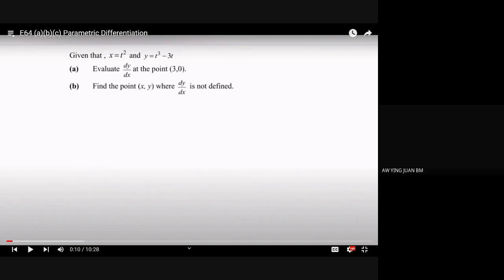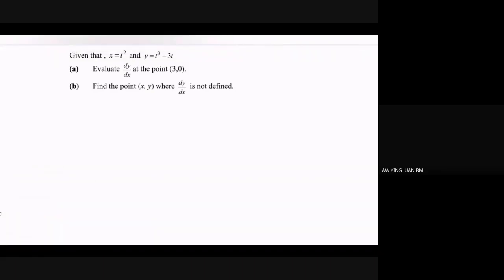Given that the function x is equals to t squared and y is equals to t cubed minus 3t, A, evaluate the dy dx at the point 3, 0. So now we're going to differentiate x respect to t. So in here we have dx dt equals to 2t. For the y will be dy dt equals to 3t squared minus 3. Next we're going to find the dy dx. So dy dx will be equals to dy dt multiply with dt dx.